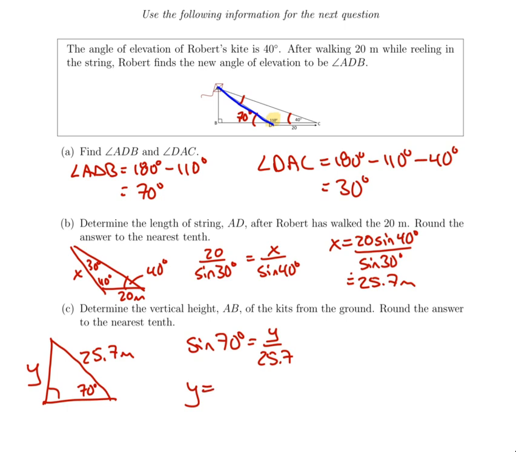So when I multiply that up, it'll be 25.7 multiplied by the sine of 70 degrees. I'm going to leave the 25.7 and all its decimals in my calculator. I'm going to use the whole thing. So I'm going to multiply that number by the sine of 70. I'm just going to let my calculator do all the work for me. And when I round that to the nearest tenth, I get that it's approximately 24.2 meters up.